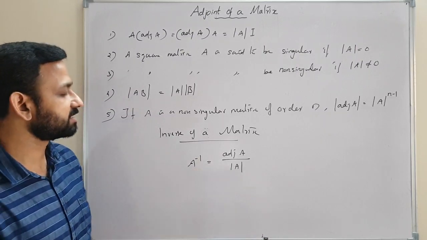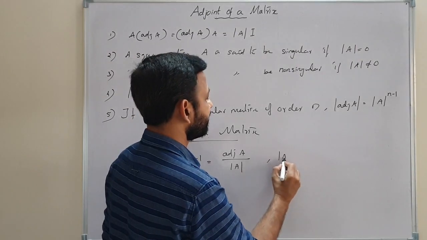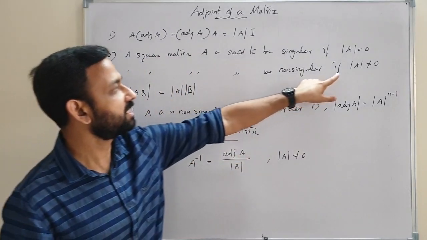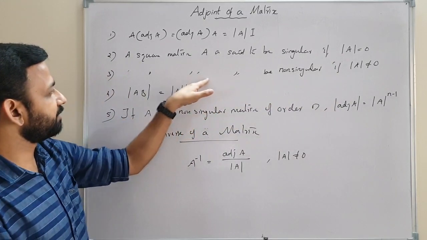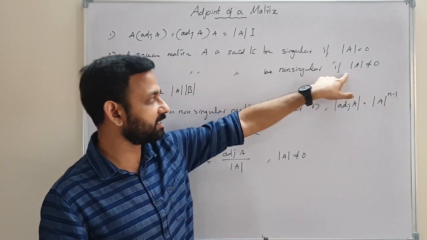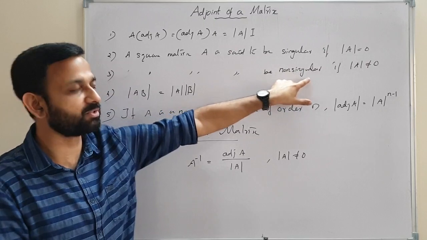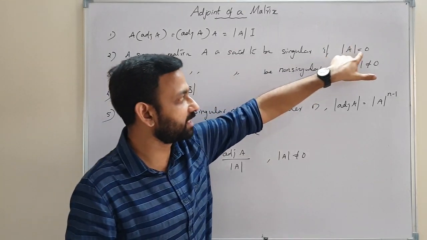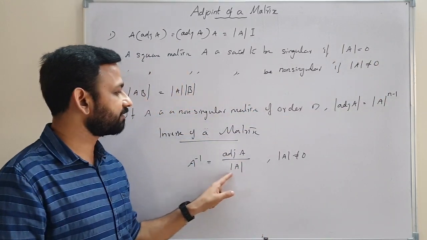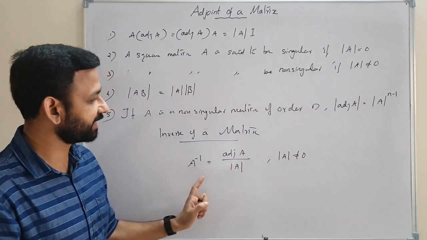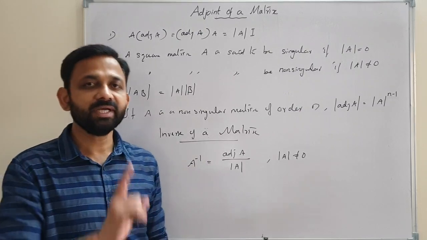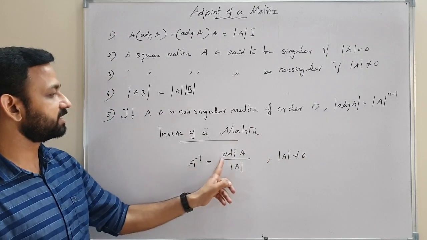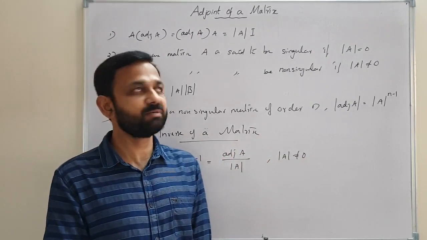And A inverse is defined only when determinant A is not equal to 0. The denominator cannot be 0. That means the inverse of a matrix is defined only for a non-singular matrix. If A is a singular matrix, that means if determinant A equals 0, the denominator will be 0. Division by 0 is not defined. In that case, we cannot find the inverse of that matrix. If determinant A is not equal to 0, then A inverse is adjoint A divided by determinant A.